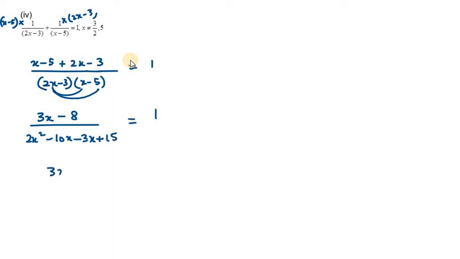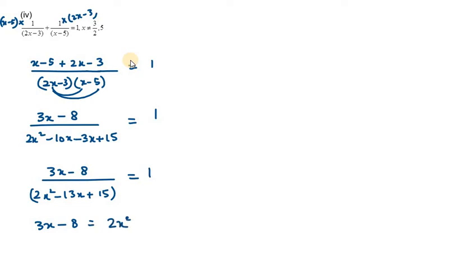So you get 3x minus 8 over 2x square minus 13x plus 15. It equals 1. Now we will solve this equation to find the value, or we need to find the quadratic equation out of it. So you need to use cross multiplication here. I will take the bottom value to the right hand side. So it will be times with 1.